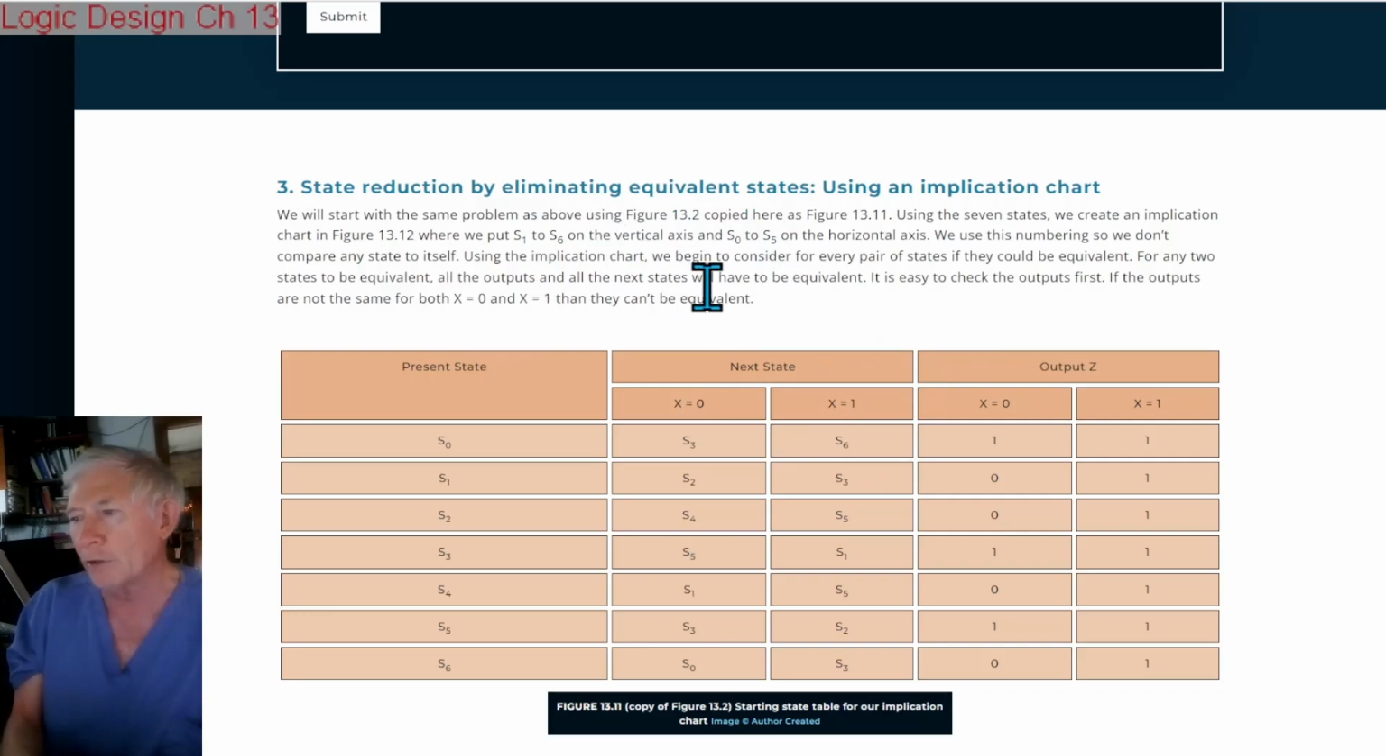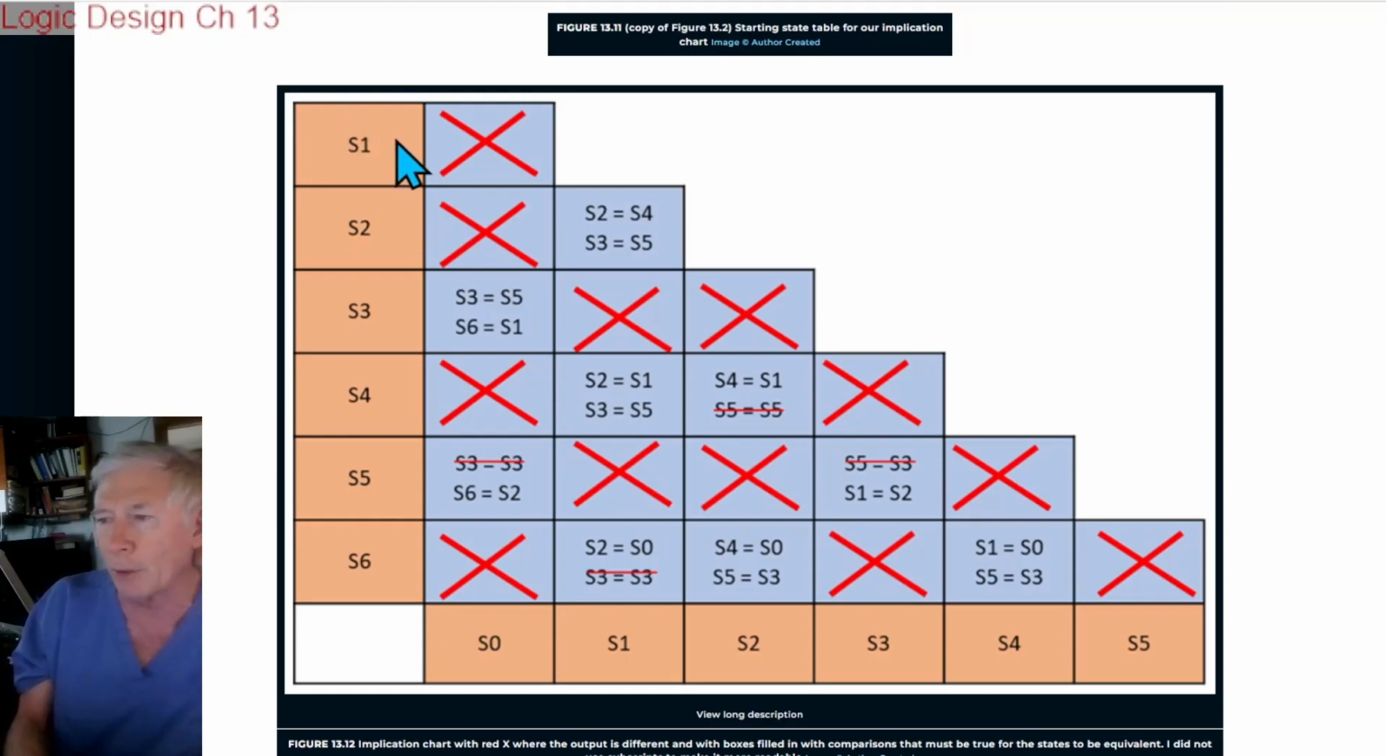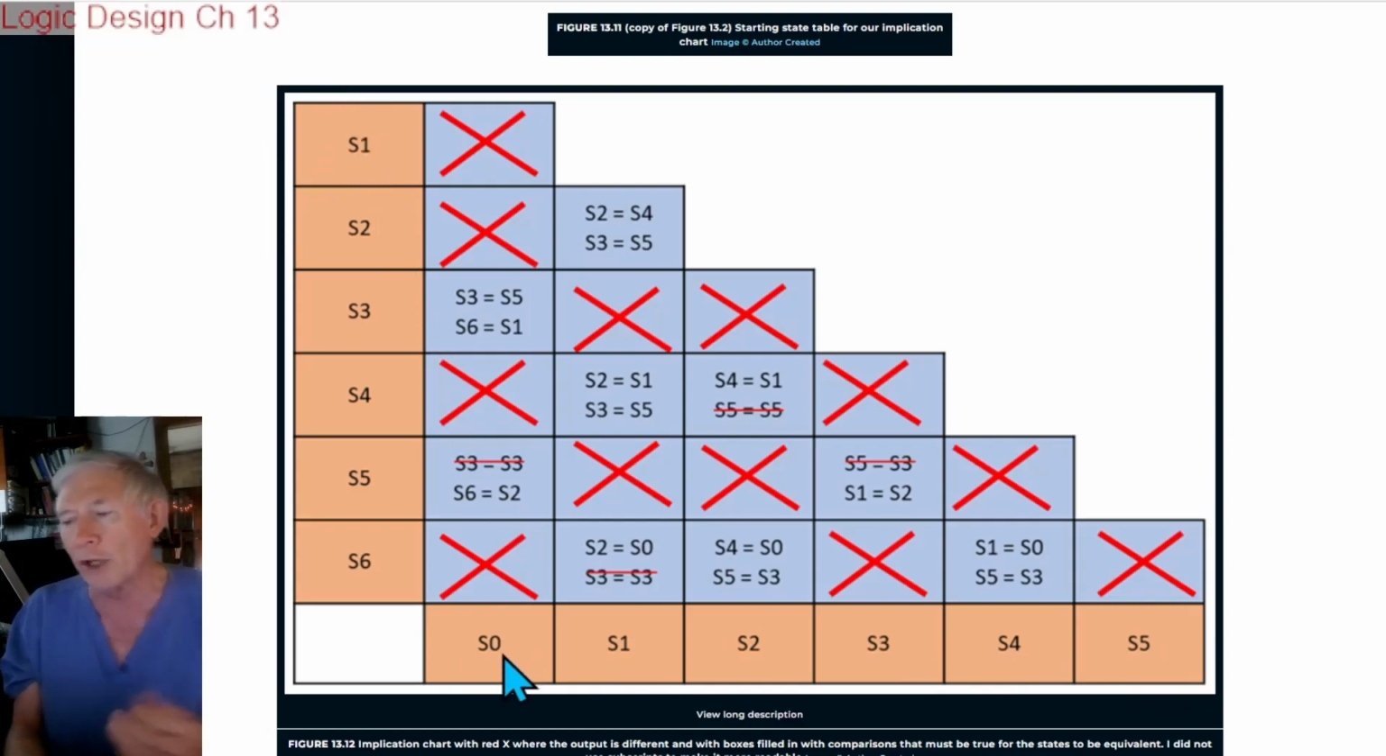So we take the non-reduced state table, which we started with before, with 7 states, 0 through 6, and we make this little checkerboard square. Now notice we don't start with S0 up here. We start with S1, 2, 3, 4, 5, 6, and here we start with S0, 1, 2, 3, 4, 5. We don't put S6 down here. We don't put S0 up here because we don't want to compare S0 to itself, because of course it would be identical. And we don't want to compare S6 with itself because it would be identical. So we compare S1 to S0, S2 to S0, S3 to S0, S4 to S0, S5 to S0, and S6.